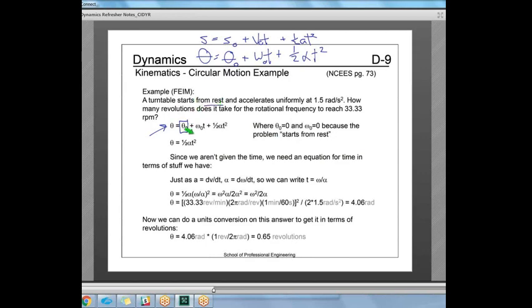Now, we've discovered that our theta naught, we're going to use 0. We're going to start at a position of 0. Fair enough? So that one's going to go away. Starts from rest implied that omega naught was 0, so this one's going to go away. Which means our equation simplifies quite a bit, doesn't it? So after all this mess, all we have to deal with is theta equals 1/2 alpha t squared.